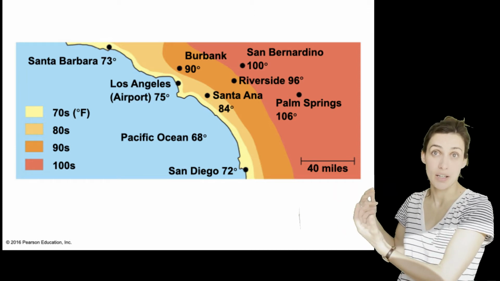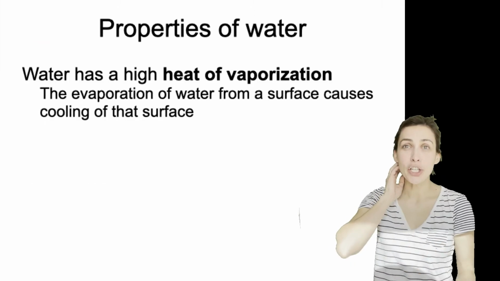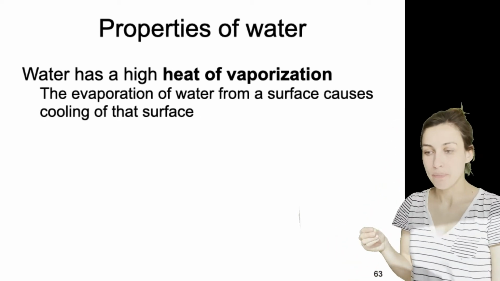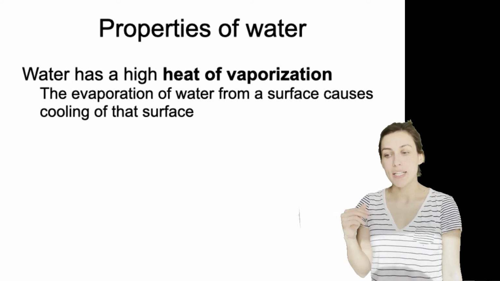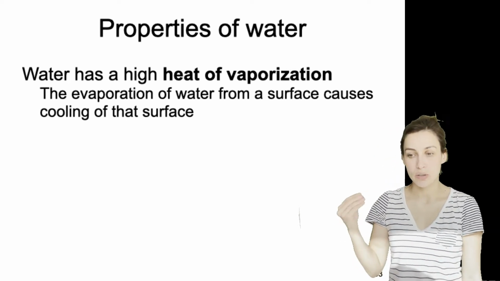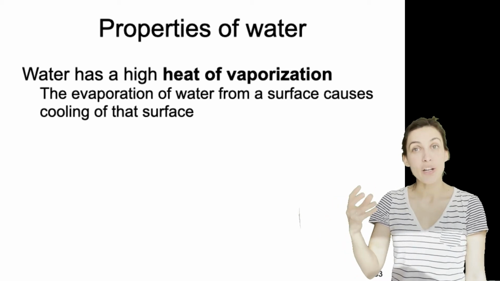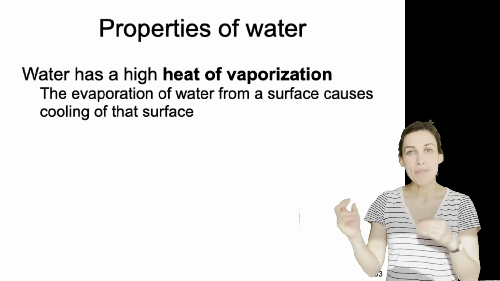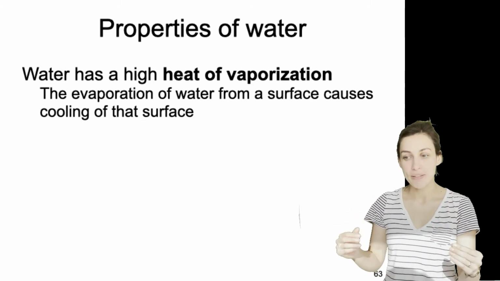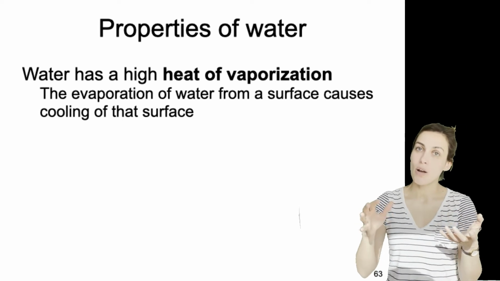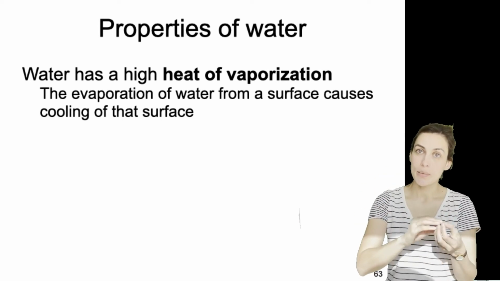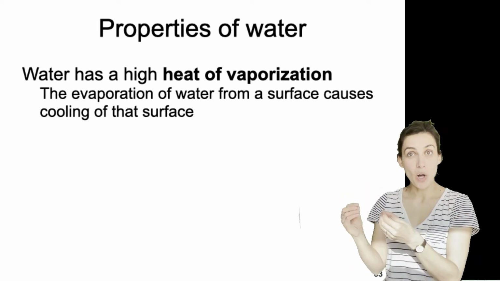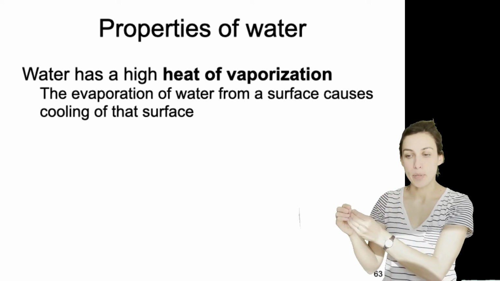So pretty significant difference. Another important property of water that has to do with heat is heat of vaporization. Heat of vaporization means that to evaporate water from a surface, it takes energy, and therefore it cools down that surface. So let me show you what that means. Vaporization or evaporation is the transformation from the liquid state of a substance to the gas state of a substance. Water goes from liquid water to vapor.